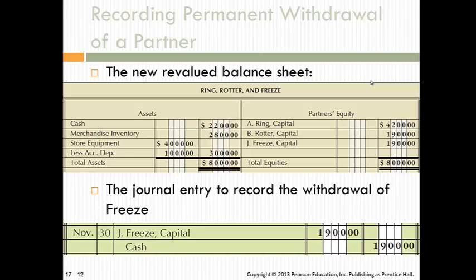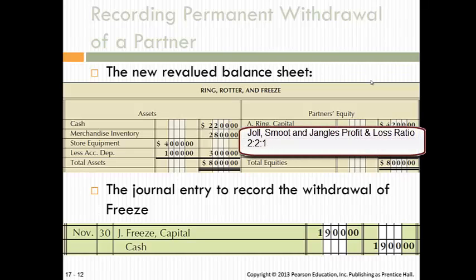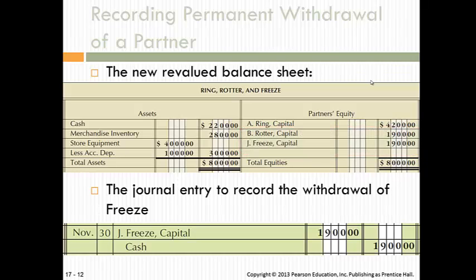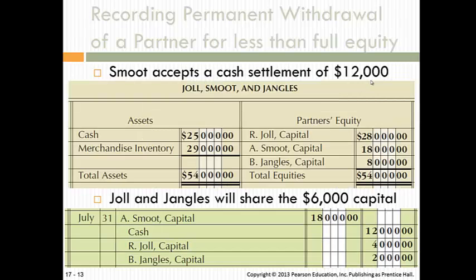Now that we've evaluated the assets and adjusted accordingly, the last step is to record the withdrawal of Freeze. After the last entry, Freeze's capital account was reduced from $2,000 to $1,900. We reduce Freeze's account to 0 with a debit to his capital account of $1,900 and then record a credit to cash of $1,900. In the last example, Freeze took $1,900 cash, which was the same as the value of his ending capital.